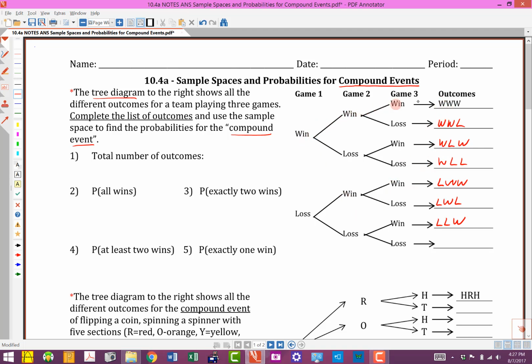This top one was win, win, win, and this one is loss, loss, loss. So we've got an L, an L, and an L. And then we can answer some of these questions over here. So it says, what is the total number of outcomes?